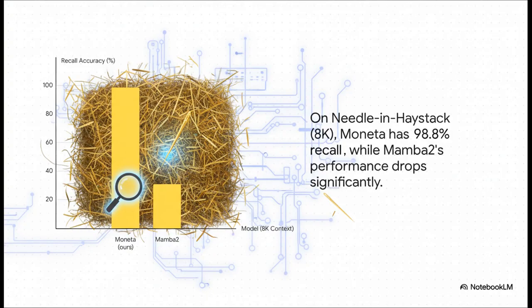But this is where things get really impressive. Check out the needle in a haystack recall. This is the ultimate test of long-term memory. At an 8K context, Mamba 2 has basically forgotten everything. Its accuracy craters down to 31%. But Moneta, one of the Miras models, is sitting at a near-perfect 98.8%. That's just a night and day difference. It's a direct result of having a better memory system. It actually finds the needle.